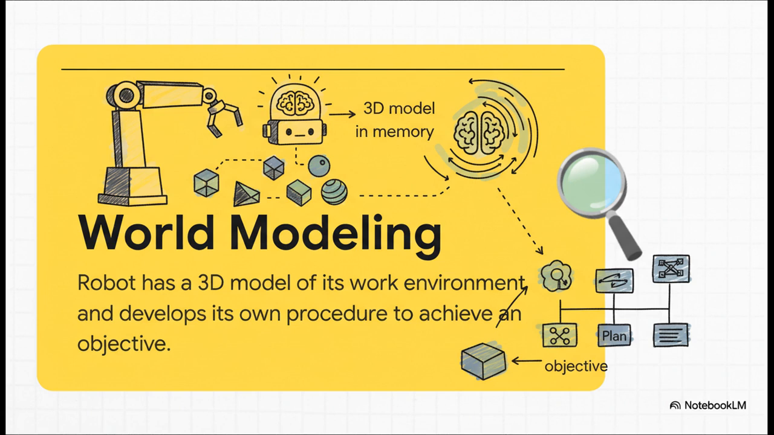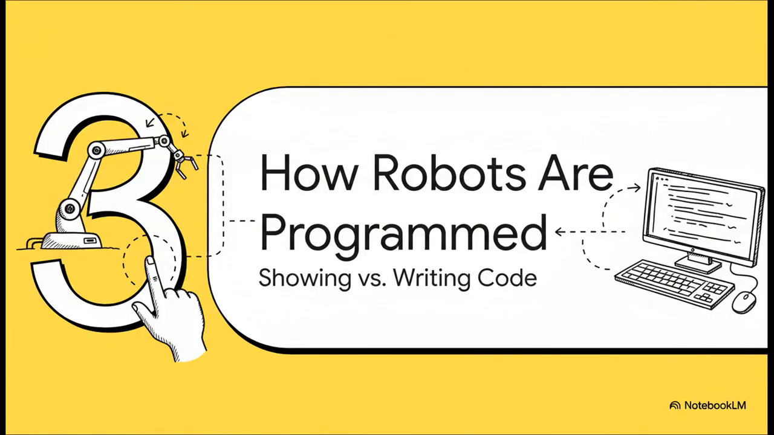With that, you can just give it a high-level goal, and it can figure out its own path and all the steps to get it done. Okay, so we know about the languages, but how do we actually get the program into the robot? Well, there are really 2 main ways to go about it. You can physically show the robot what to do, or you can write out all the instructions in code.